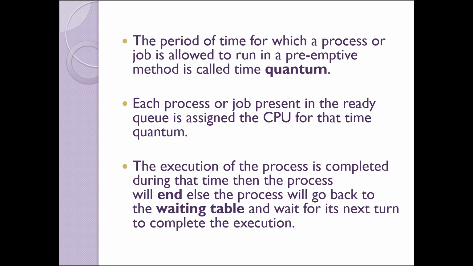The period of time for which a process or job is allowed to run in a preemptive method is called the time quantum. Each process or job present in the ready queue is assigned the CPU for that time quantum. If the execution of the process is completed during that time, then the process will end, else the process will go back to the waiting table and wait for its next turn to complete the execution.